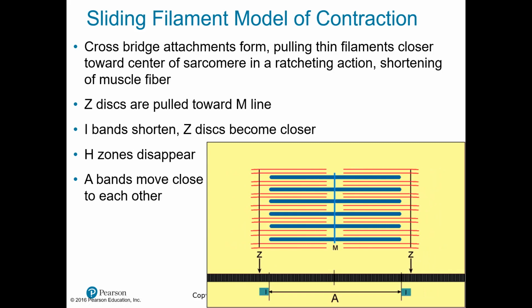The length of each filament doesn't change. The actins don't shorten, the myosins don't shorten, and the A band doesn't shorten either. The A band doesn't change its shape either. The only band that changes is the I band. The I band shortens up as the Z lines are pulled in closer.